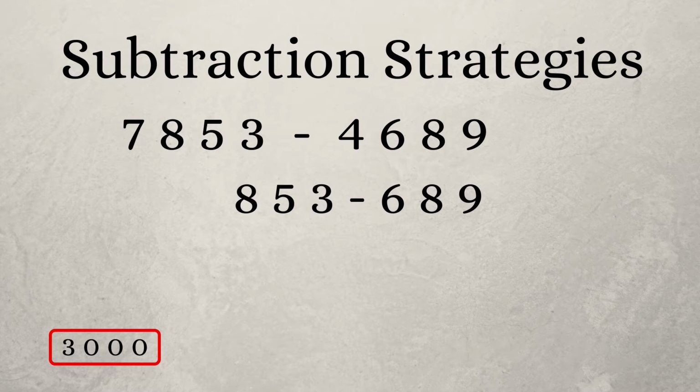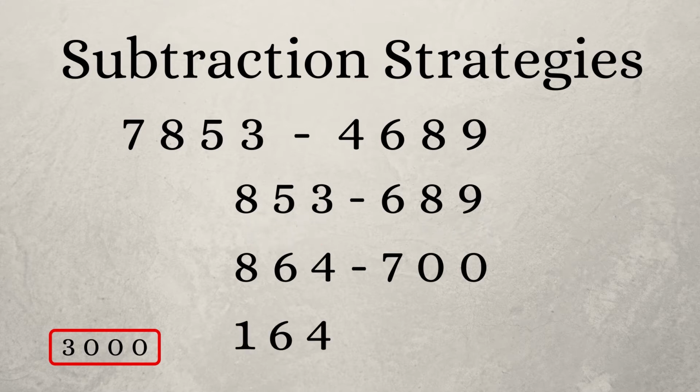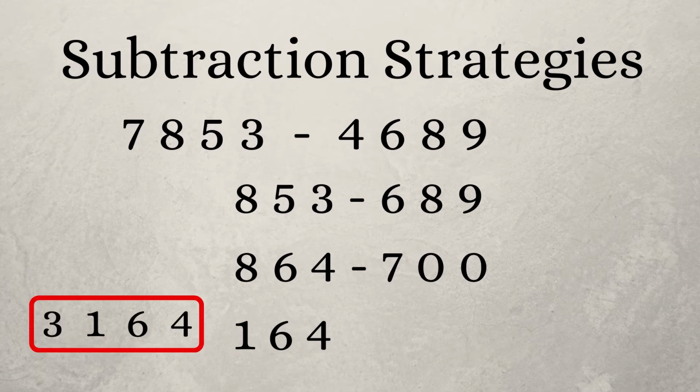That sounds difficult? No, it isn't. Just add 11 to both the numbers. 864 minus 700. 164. Now add this to the 3000 to make it 3164, which is the final answer, and we get it in a jiffy.